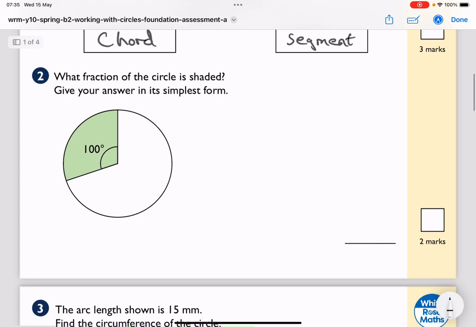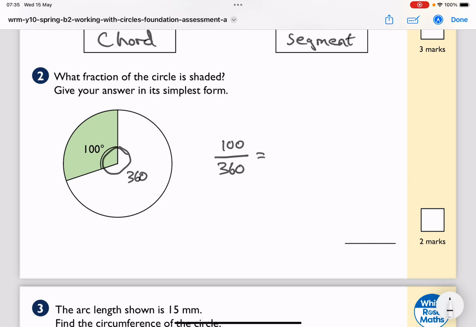Okay. Quickly on to the next. What fraction of the circle is shaded? Give your answer in its simplest form. Well, I can see that the shaded part is 100 degrees, and the whole circle all the way round is 360 degrees. So this is 100 out of 360.